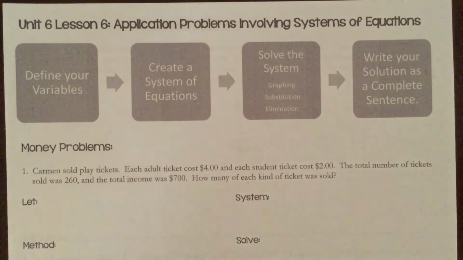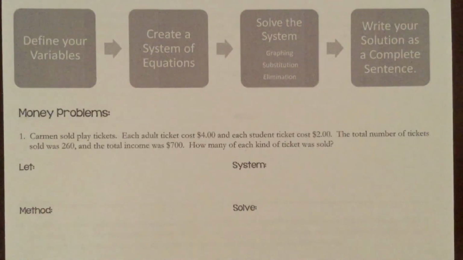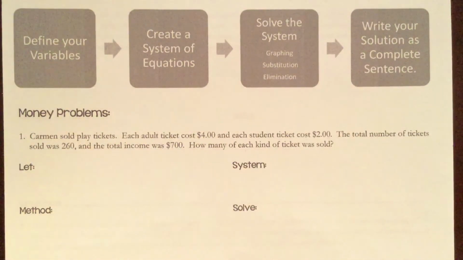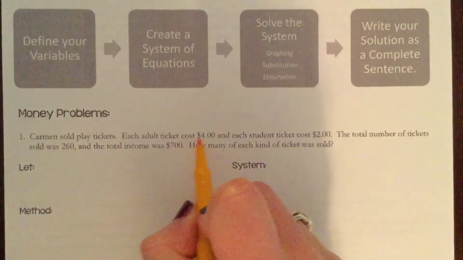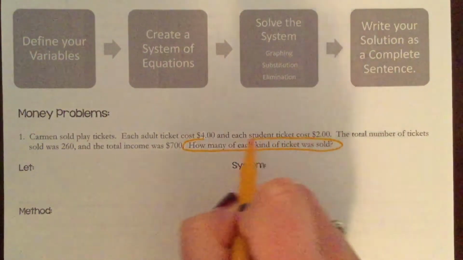posed in the problem. In our first example, it says that Carmen is selling tickets to a play. Each of the adult tickets costs $4, and each of the student tickets costs $2. The total number of tickets that Carmen sold was 260, and the total amount of income that Carmen took in was $700. The question is, how many of each kind of ticket was sold? We know that there were 2 kinds of tickets sold. The question was, how many of them?